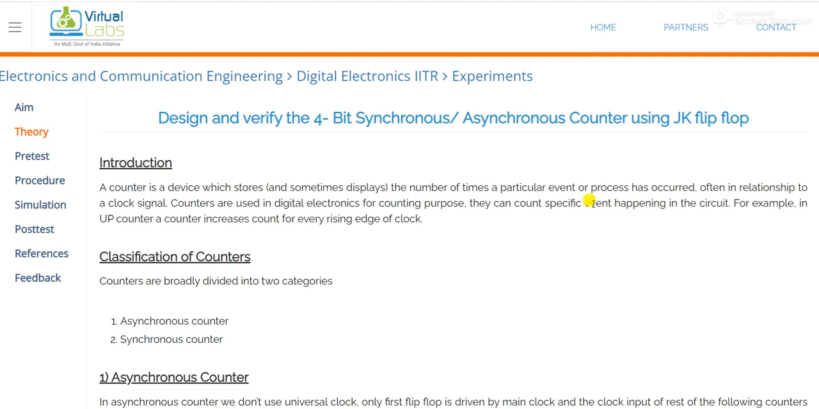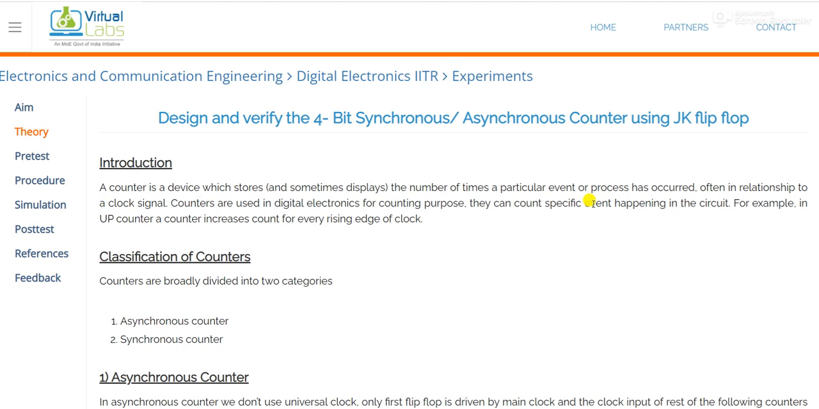Today our topic is counter designing. So first of all, we will discuss some theory portion of the counter. Major of the theory portion is already covered in the theory classes. So here we are implementing basically synchronous up counter and asynchronous up counter with the help of JK flip-flop.